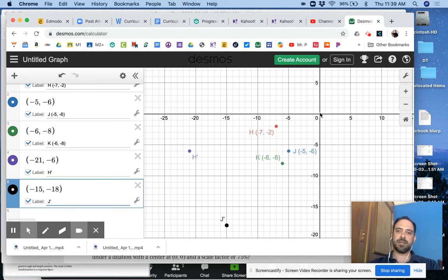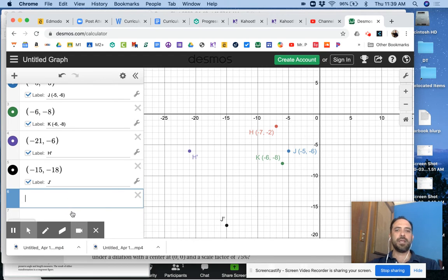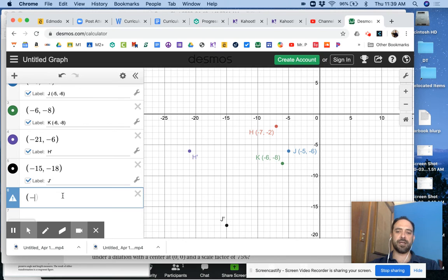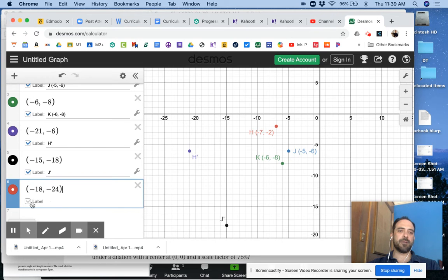Now let's look. The center is 0. Here's the distance from the origin 0, 0 to J. And we look, and it's about 3 distances away to get to J prime. So it is 3 times the distance from 0 as J is, okay? And finally, let's see what we got for the last one. If I have K right here, K is -6, -8. We have a scale factor of 3, so we're going to end up with -18 and -24. And we're going to label that K prime.